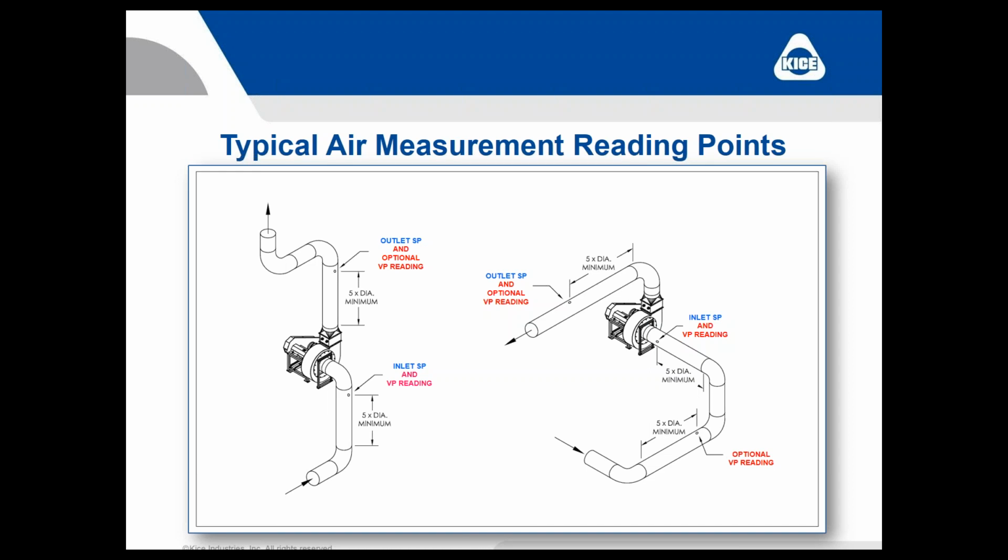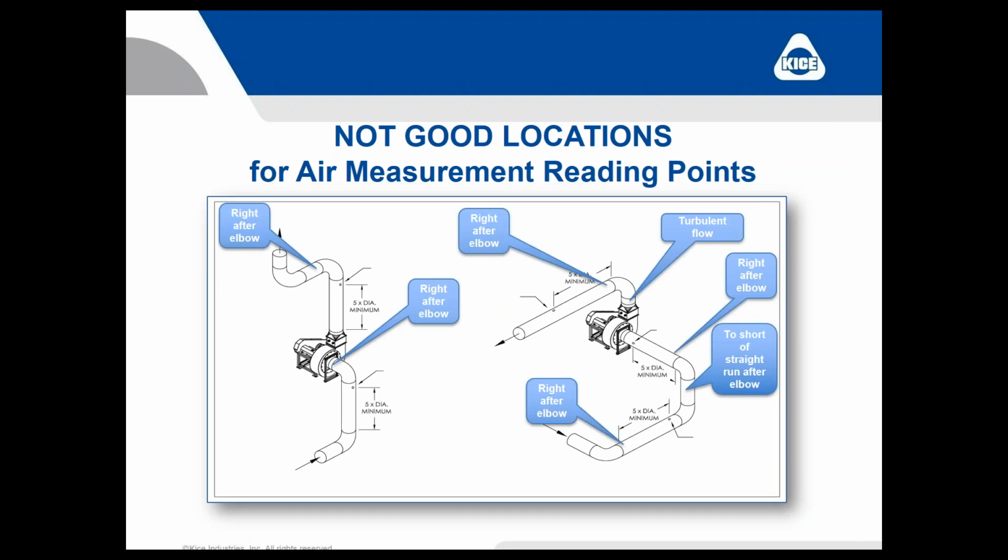Now, I've said these are good places to measure air. Here are some places that are not so good to measure air. Starting from left to right, I've got a call-out to those locations. Right after an elbow, not a good place. Right after an elbow at the inlet of a fan, not a good place. Again, right after an elbow on the right, and right after the fan, the air is very turbulent. It's all over the place, not a good point.